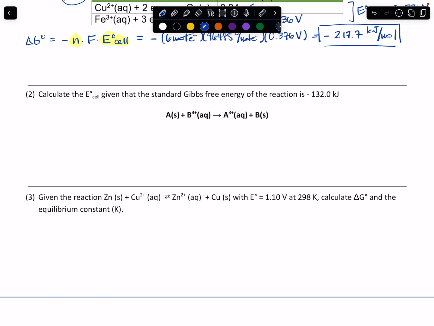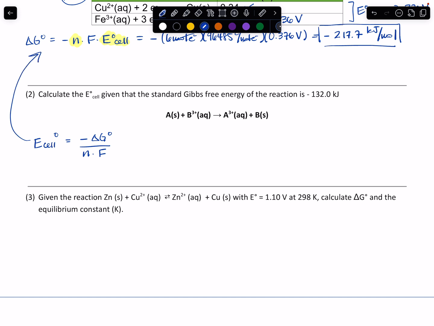This time we're going to calculate the cell potential given the Gibbs standard free energy. So we have a free energy of negative 132.0 kilojoules, and then we have this redox reaction. We know that E cell is going to be equal to negative delta G divided by N times F. That is a rearrangement of the formula above.